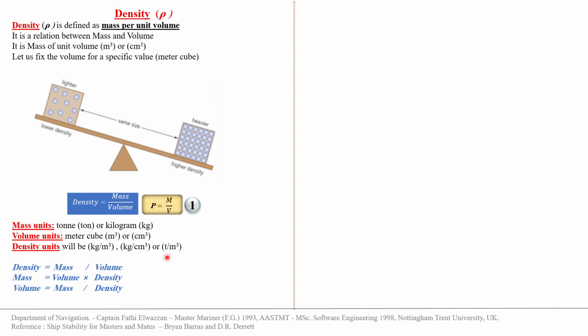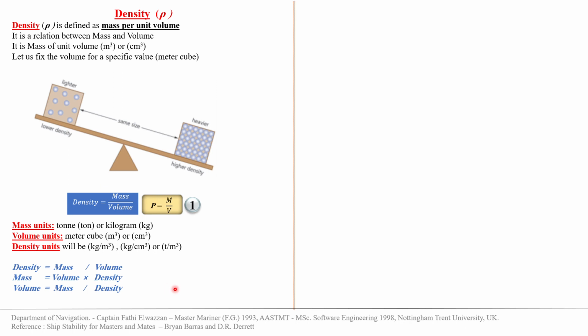Okay, you can use the equation in different ways. You can use it as density equals mass over volume, or as mass equals volume multiplied by density. You can use it in any form you need. But don't forget that the mass is the greatest value. That's why I am using multiplication here.